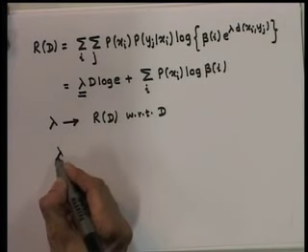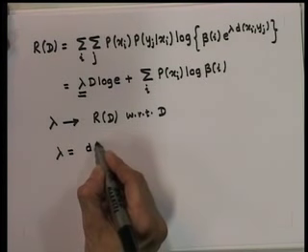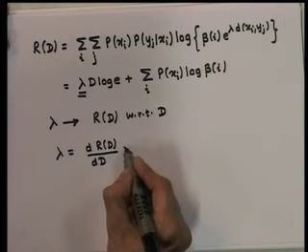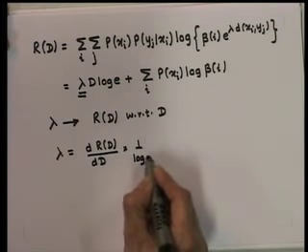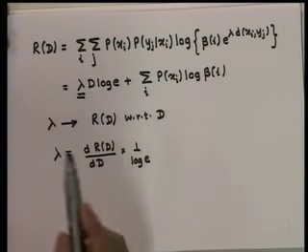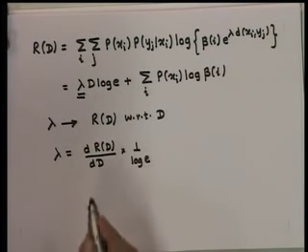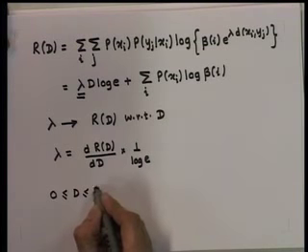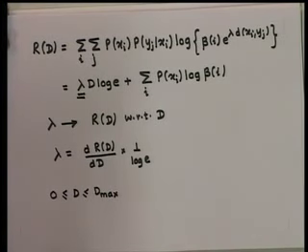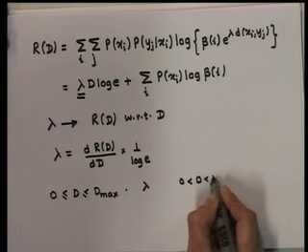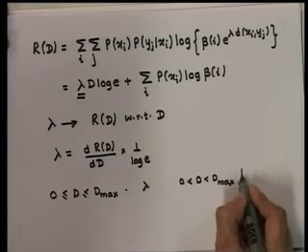So, we have the relationship: lambda is equal to the derivative of R(d) with respect to d, with a constant multiplying factor 1 by log e. Therefore, the RD is a continuous monotone decreasing function for d greater than or equal to 0 and less than or equal to d max. And the parameter lambda is continuous for d greater than 0 and less than d max, and is not positive.